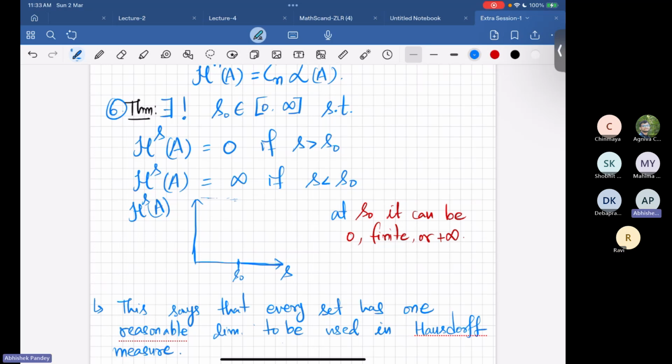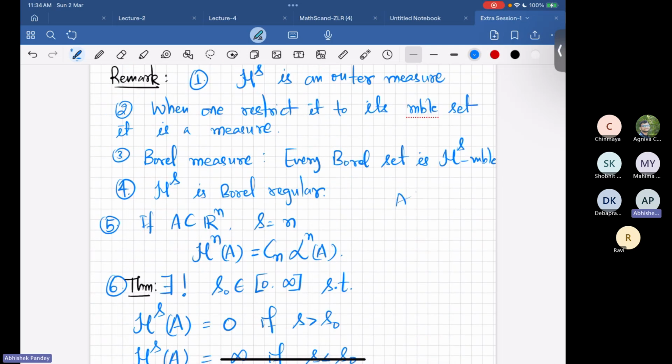So I don't think that could be possible. Let us say, if we are sitting with A in Rn, at least its n-dimensional Hausdorff measure is nothing but its Lebesgue measure. So its Hausdorff dimension is at most n. Yes, exactly.